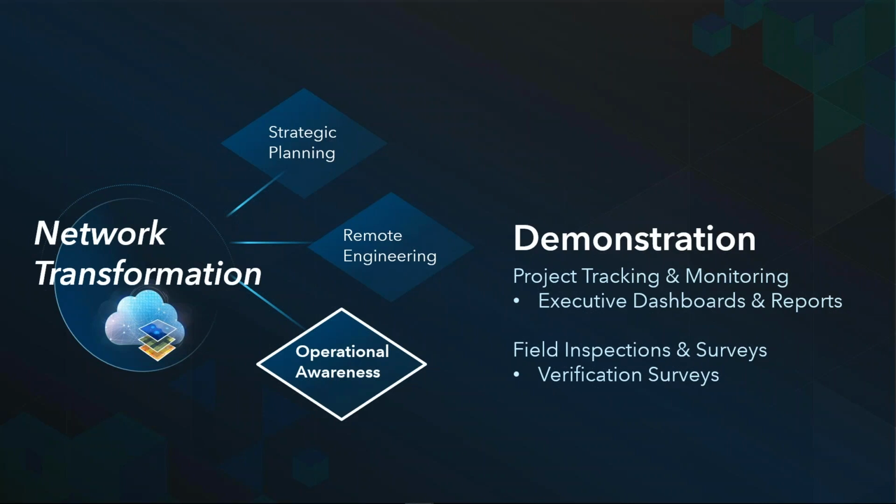Now, with all the network transformation projects occurring in your organization, it's important to have better operational awareness. Esri's project tracking and monitoring and field inspections and surveys solutions allow management teams to stay on top of projects by understanding where projects are occurring and enabling field techs to collect information and update their management teams throughout the construction process.